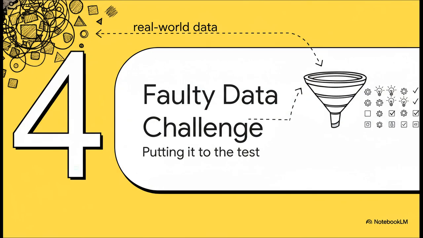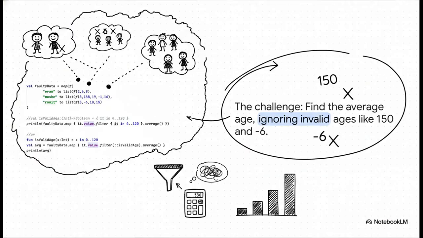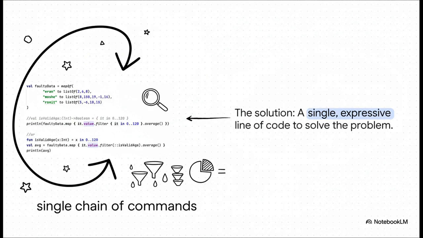Okay, so we've played around with the basics. Let's put these tools to the test with something a little more like the real world. We've got some messy, faulty data, and we need to clean it up and pull out something useful. So here's the setup. We have a map of parent names to a list of their children's ages. But hey, look closer. The data's a mess, right? We've got an age of 150, another one at -6. That's obviously not right. Our challenge is to find the average age of the kids for each parent, but only using the valid ages.